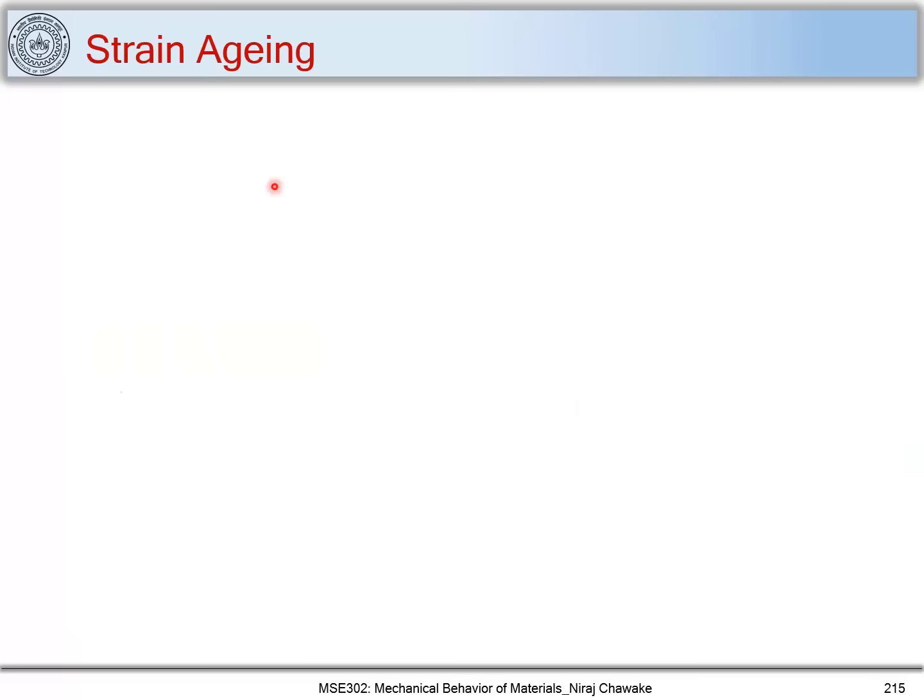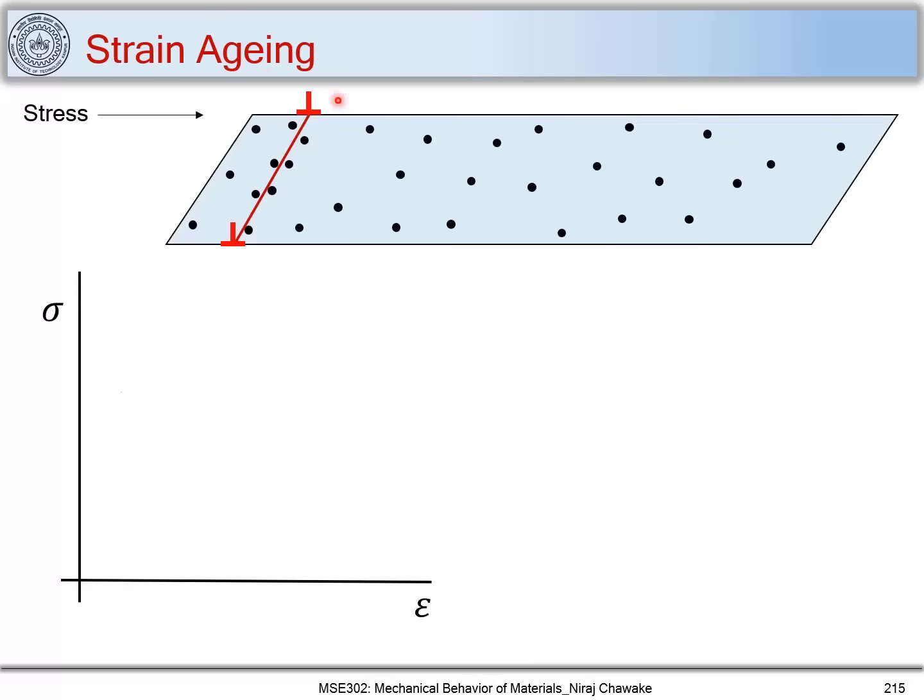Now let's move further and look at an important phenomenon, that is strain aging. For that we have this stress strain curve for a mild steel, and let's consider a scenario where this dislocation is pinned by this Cottrell atmosphere, and you apply a stress to set free this dislocation from the Cottrell atmosphere, and you see this kind of phenomenon, which is yield point phenomenon. We have seen what is happening at these 2 points, what is happening in this region, and what is happening here also.